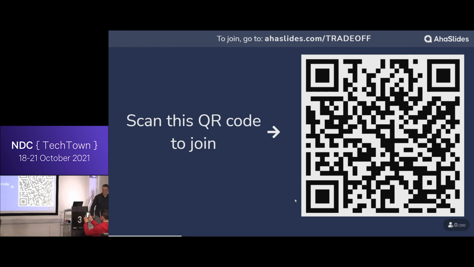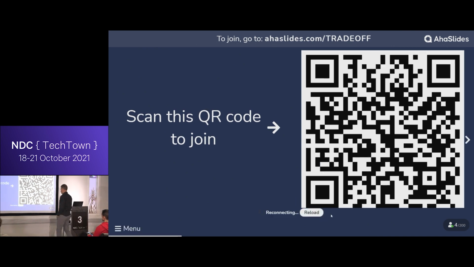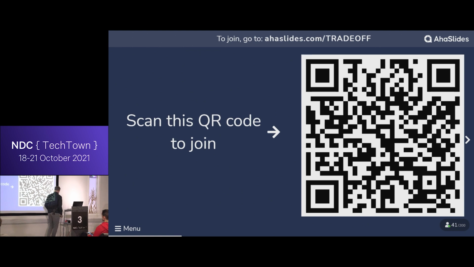At least fair. Of course, I loved keynote, sorry, but please scan the code and join. I see the counter growing. We have 2 persons joined right now, but I hope to have many more. If you cannot scan, there is a link, ahaslides.com/tradeoff, like this talk. During the talk, I will ask you questions, and you will be able to vote on specific subjects. Oh, I hope nothing is wrong. Yeah, the counter is growing. We have 40 persons already joined. Is it decreasing? Go up.